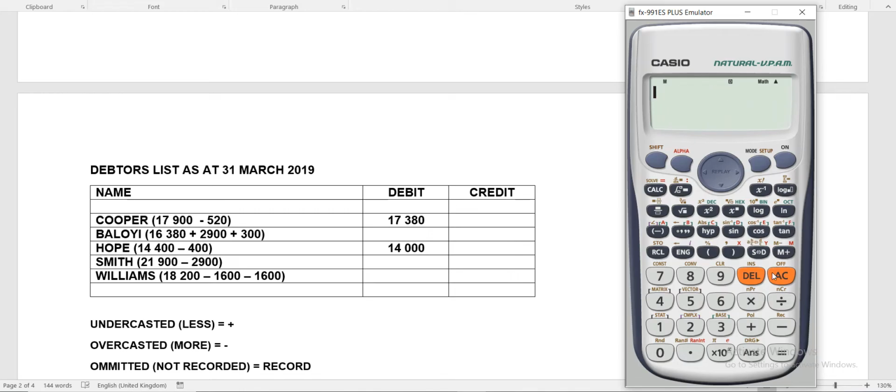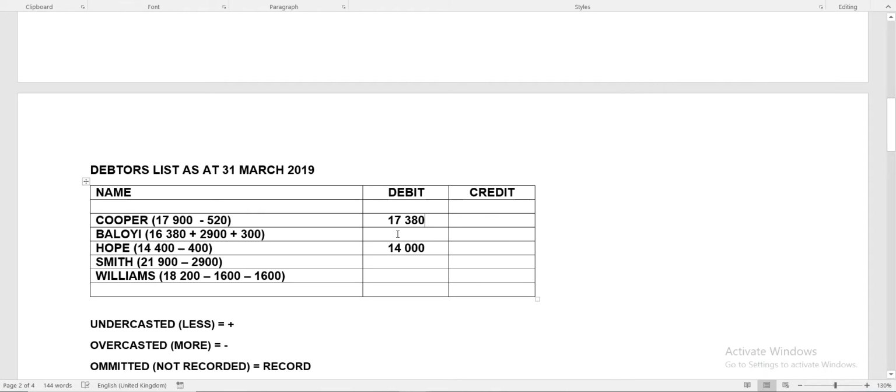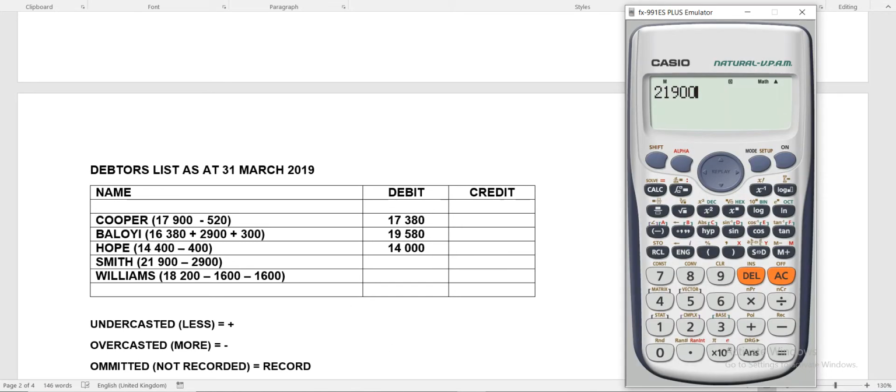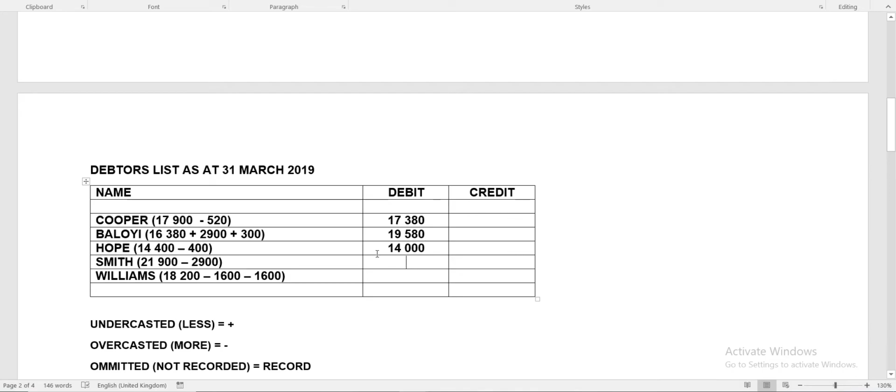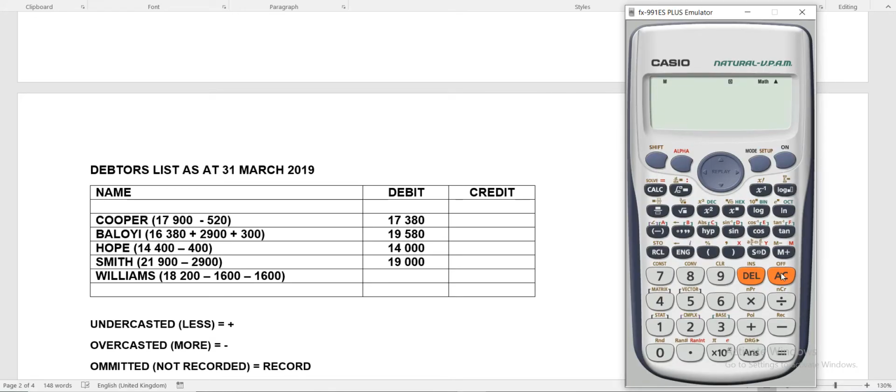For Baloyi, we are going to say 16,380 plus 2,900 and also plus 300. So it's giving us 19,580. We'll write it here, 19,580. And then for Williams, we would say 21,900 minus 2.9, which gives us 19,000. So our answer here for Williams will be 19,000. And then let's see for the other Williams how much we would have. We'd say 18,200 minus 1.6 and then also minus 1.6. So the answer that we have here is 15,000.